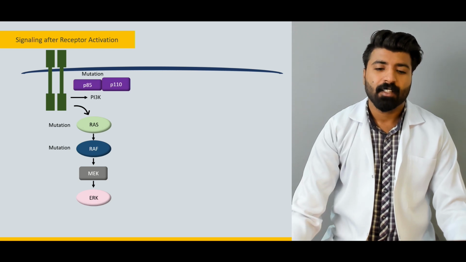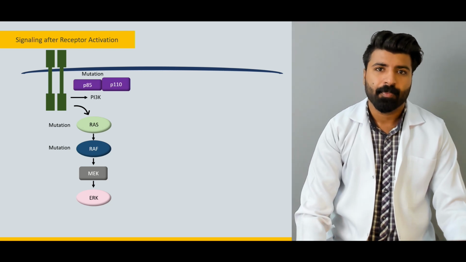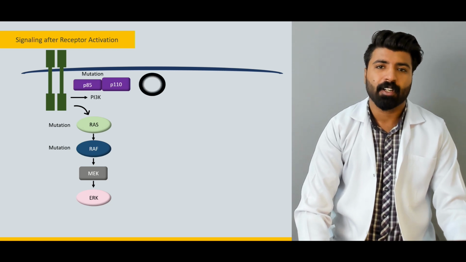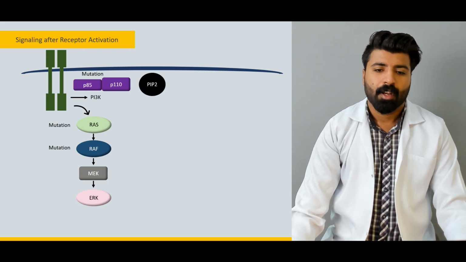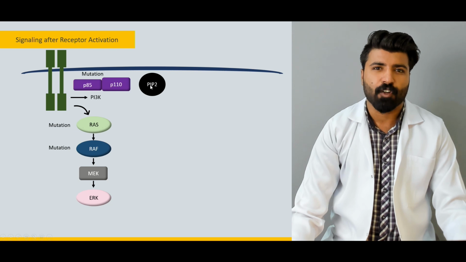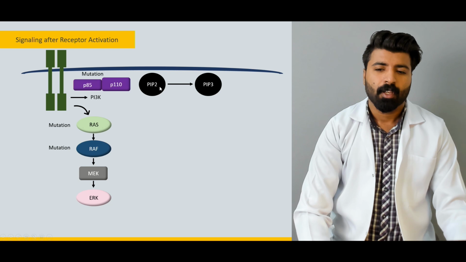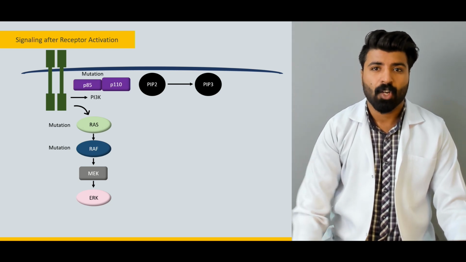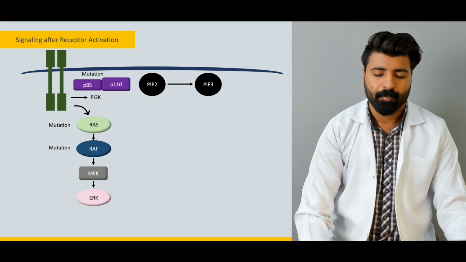Afterward, it reaches the extracellular kinase level. At this level, it is at its maximum. It is at its maximum mutation and it's proliferating way out of control. Now what happens is that we have a diphosphate group right here, PIP2. It's a diphosphate group which is supposed to be converted to a triphosphate group in order for it to get activated.